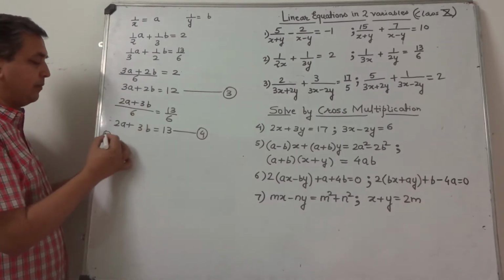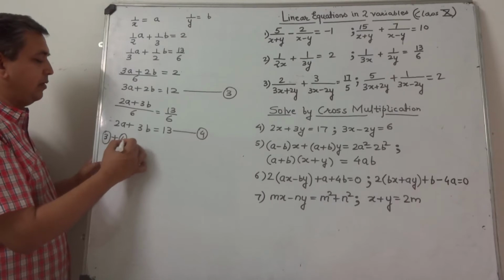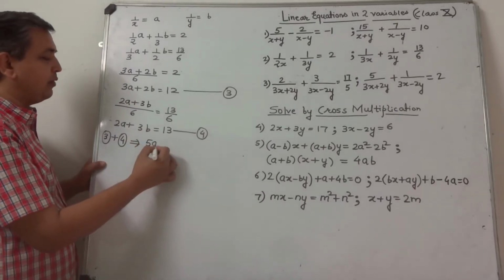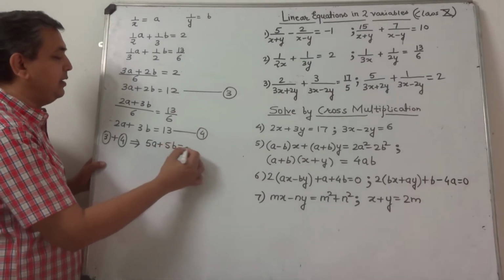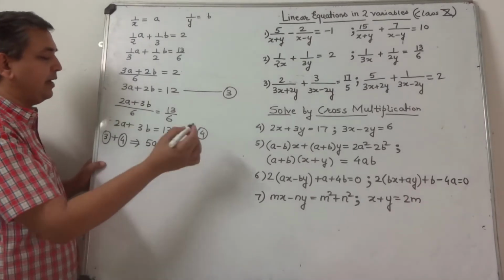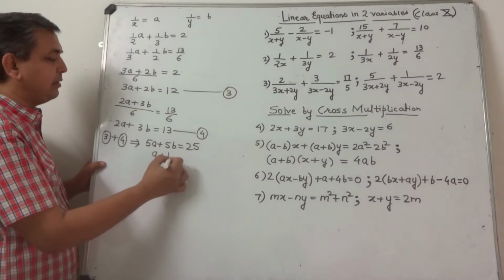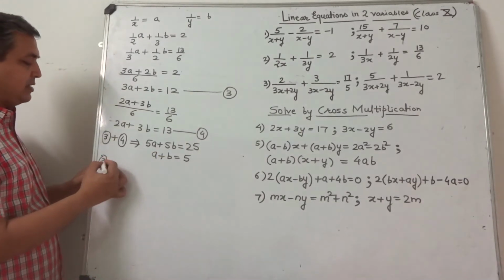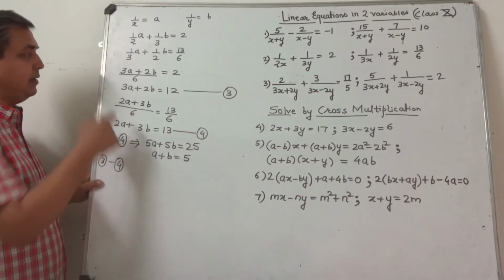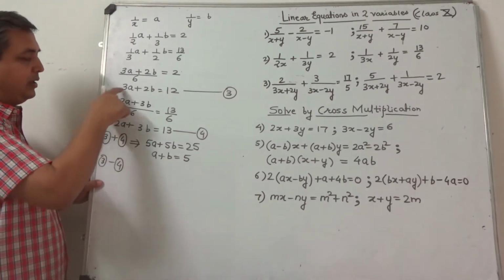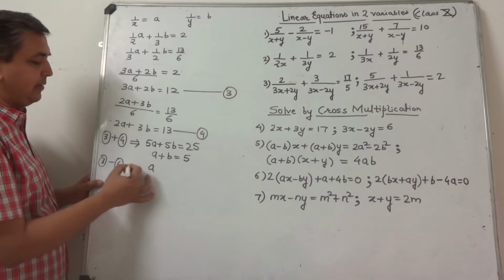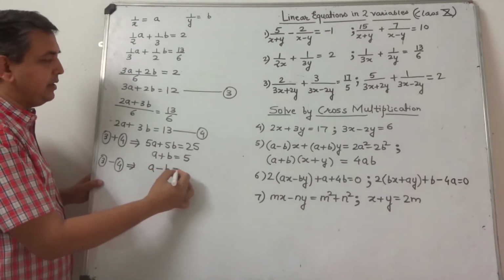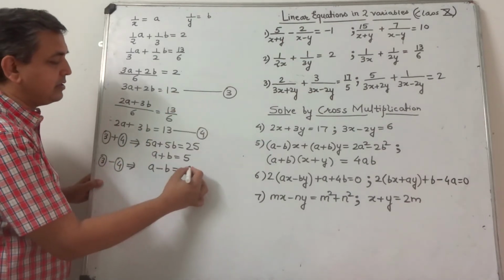3 plus 4 implies, what do we get? 3a plus 2a, 5a, plus 5b equal to 25. Divide by 5, we get a plus b equal to 5. Simple equation. Now 3 minus 4, check what we get. 3a minus 2a is a, 2b minus 3b is minus b, 12 minus 13 is minus 1.